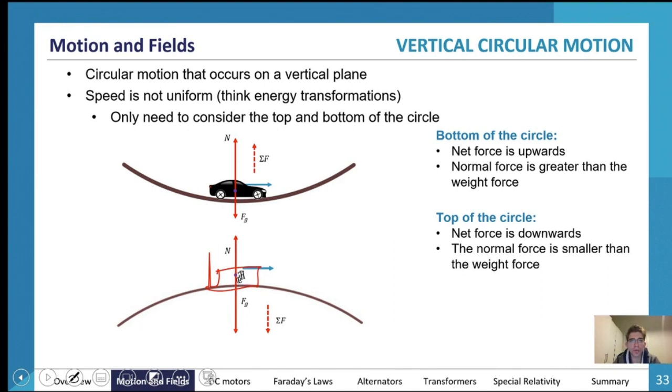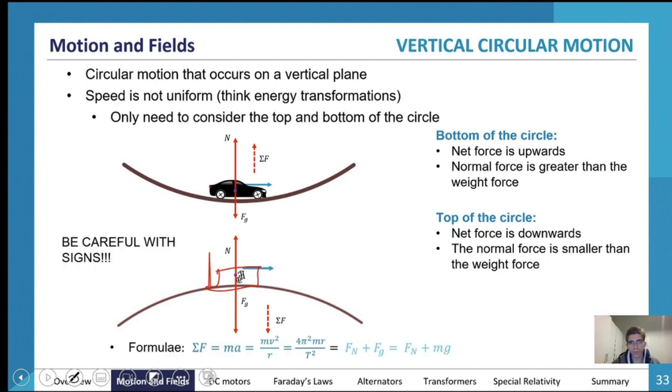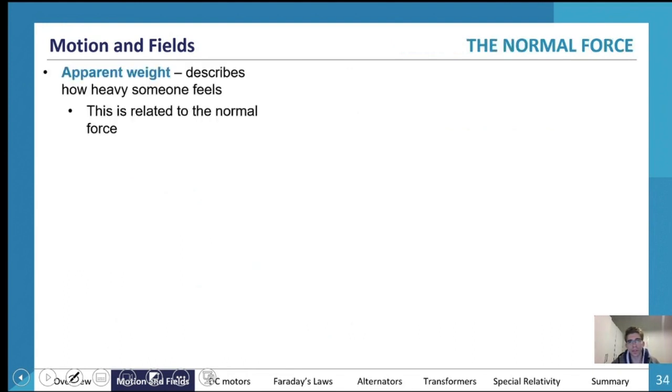Now notice that we're saying the normal force is greater than the weight force or the normal force is less than the weight force. We are not talking about the weight force itself, because guess what? The weight force is actually constant, whether it is at the bottom of the circle or at the top of the circle. And obviously be careful with signs.